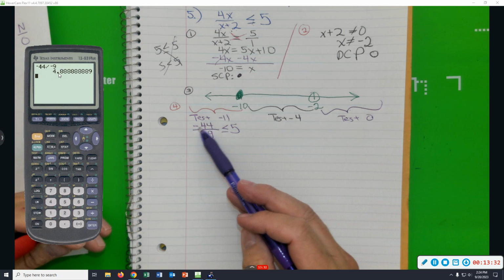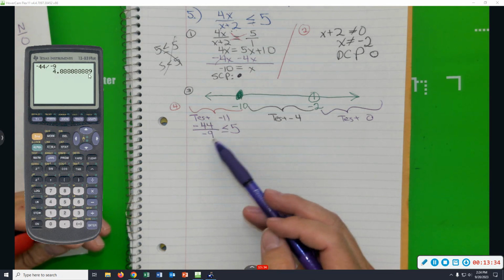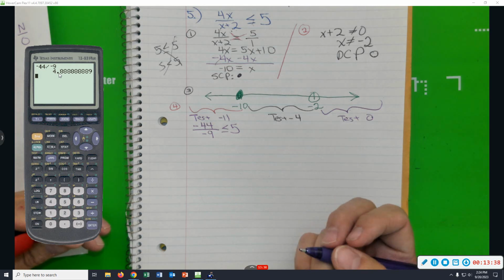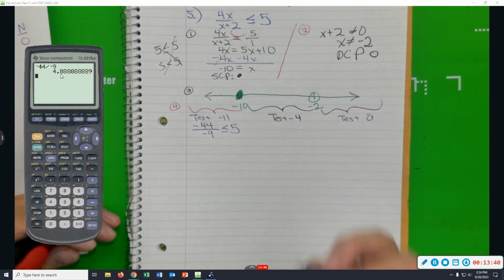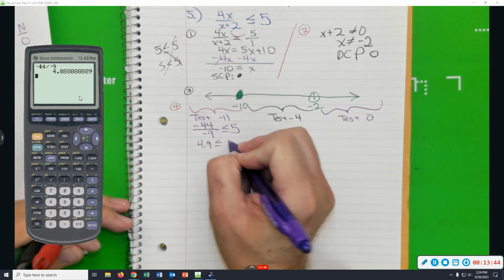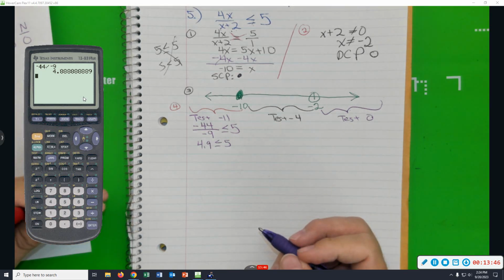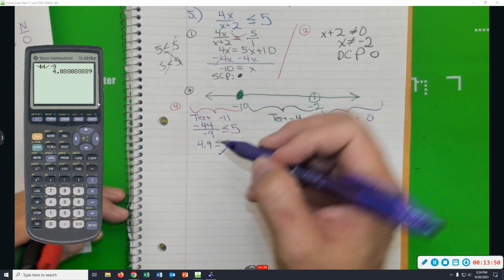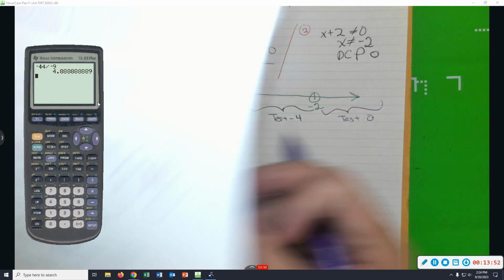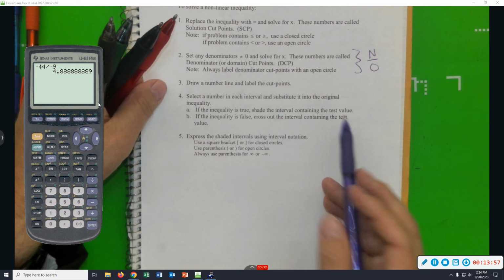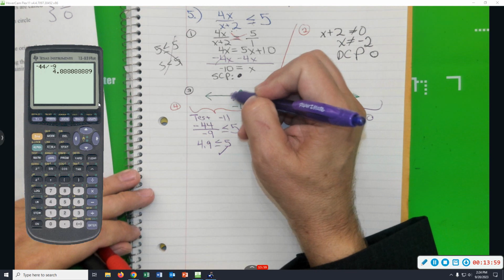Maybe you'd like it better if we wrote it as a decimal. What's -44 divided by -9? 4.8888. So basically 4.9 is less than 5. True or false? True. If the inequality is true, shade the interval containing the test value. It's true, so we shade.